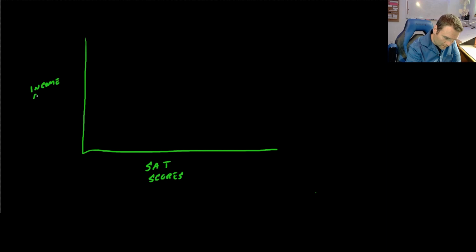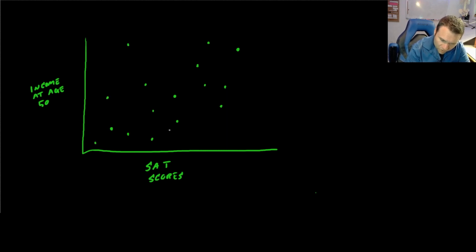Versus their income at age 50. And for each person, we check their SAT scores. If someone gets low SAT scores and they have low income at age 50, it's here. If they have high SAT scores, high income at age 50, it's up here. And kind of in the middle of the road would be somewhere like here. And for each person, we create a little data point. And what you'll start to notice is that, yeah, there might be a little bit of a trend, but it's not perfect. It's not a perfect trend.